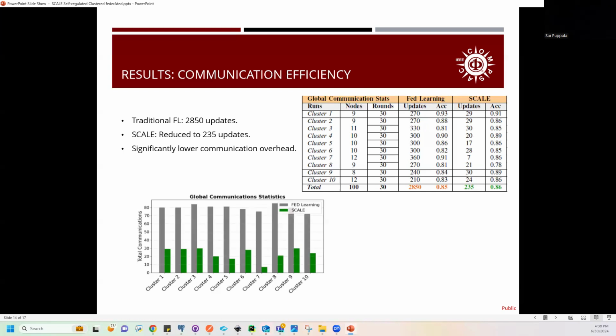So the communication, as you can see, has dropped 10 times. That's the primary focus of our research paper: to drop the overall communication while keeping the accuracy the same. So the goal of our paper is to focus more on communication efficiency.